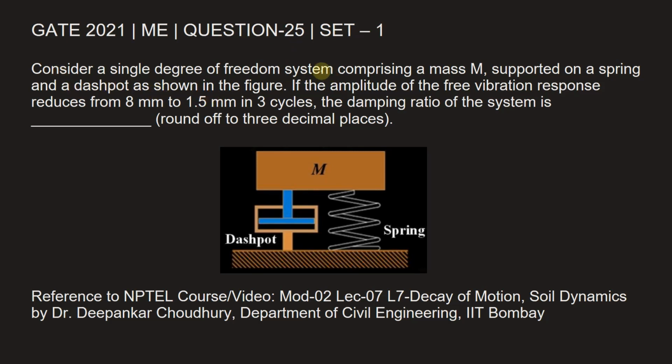Consider a single degree of freedom system comprising a mass m supported on a spring and dashpot as shown in the figure. If the amplitude of free vibration response reduces from 8 mm to 1.5 mm in 3 cycles, the damping ratio of the system is dash. So the amplitude at first is 8 mm and then after 3 cycles of vibrations, it has reduced to 1.5 mm. There is a decay of motion happening, and so we will use the logarithmic decrement to find out the damping ratio of the system.